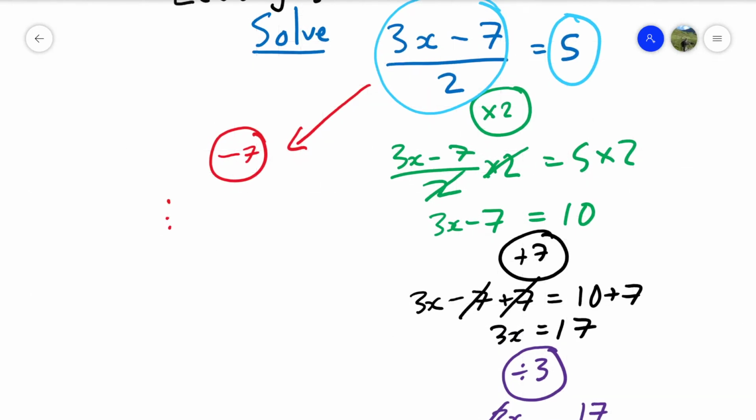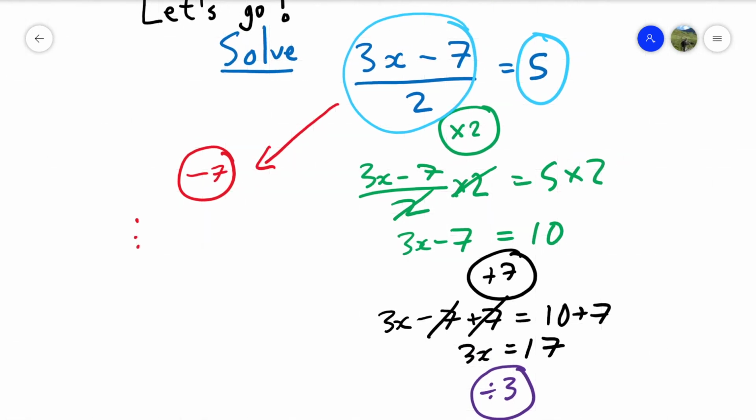Now let's look at the one in red over here. This is wrong. You cannot do it like this. Why? Let's just try and see what happens. So you have 3x minus 7 divided by 2. When you minus, you do it once from each side. That's like a bit of a mess now.